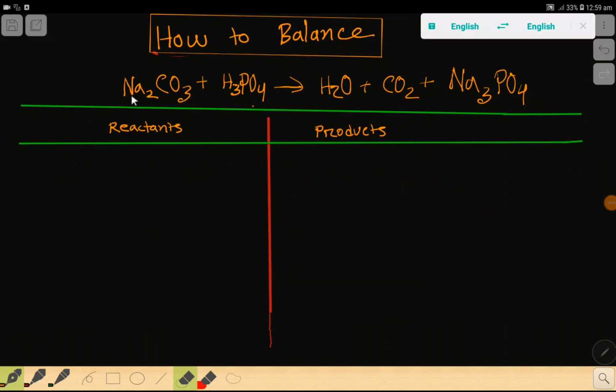Welcome to this class. Today we are going to balance this reaction. To balance this reaction, at first we have to make a table like this. This is the reactant side, this is the product side.